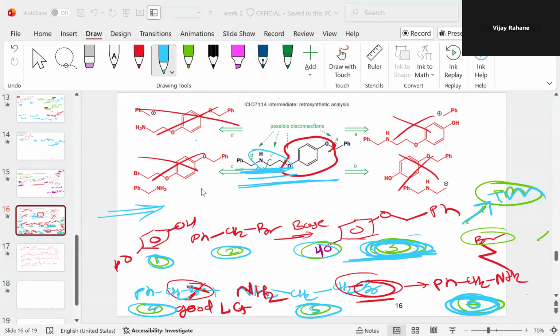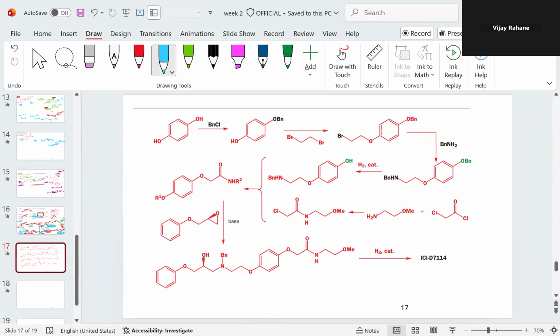Okay, if you don't have any doubt in the previous question, in this question I will take another question. Just analyze this slide, and we'll solve this question in 5 minutes.